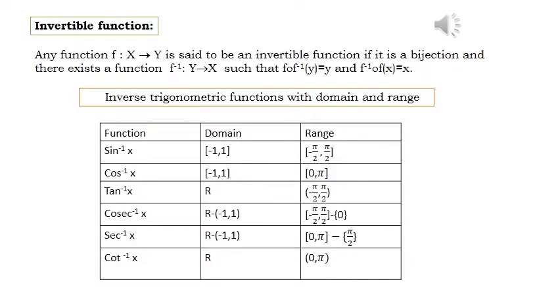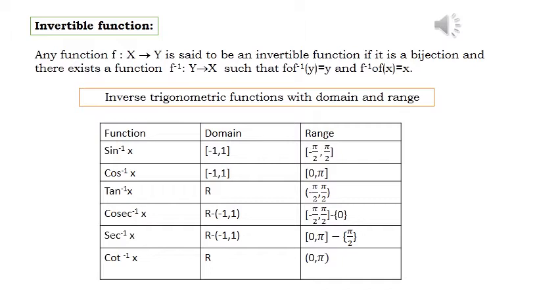What is an invertible function? An invertible function should be one-to-one as well as onto. We had already discussed this in the first chapters. So any bijective function can be an invertible function, and only for an invertible function does the inverse exist. So how do we understand the inverse of an invertible function? Simply, we have to interchange domain and range.